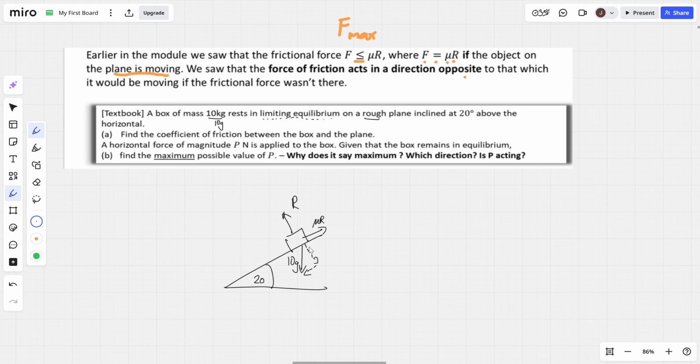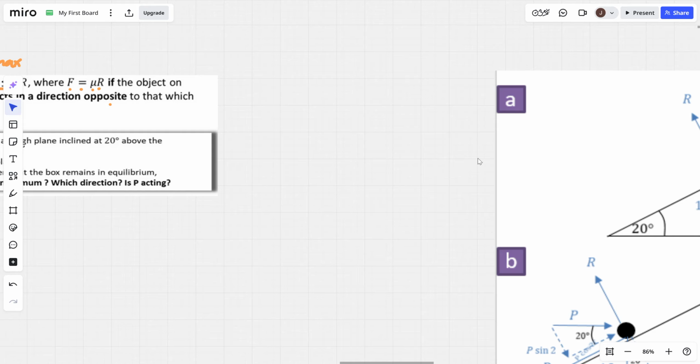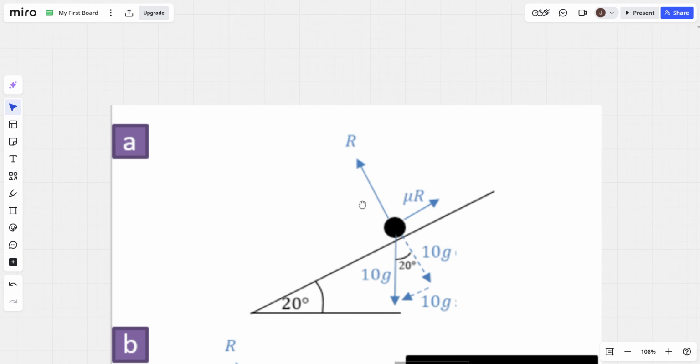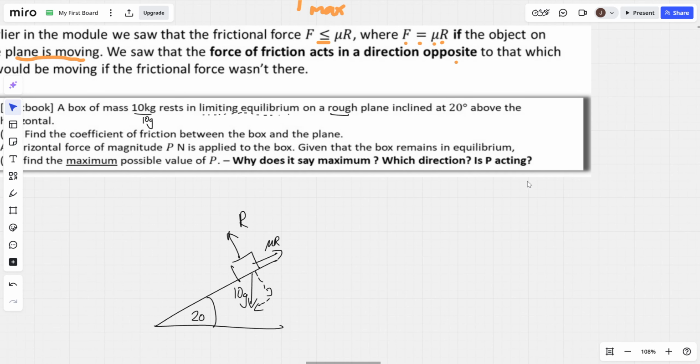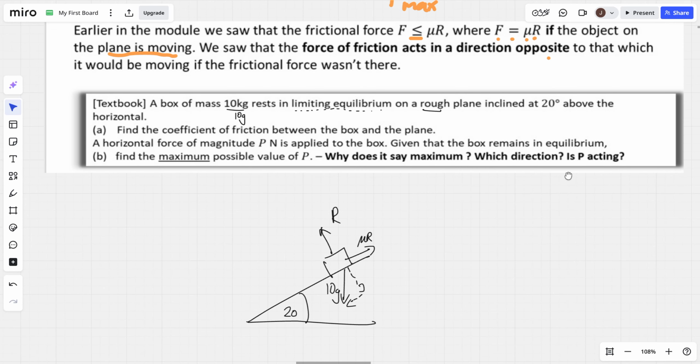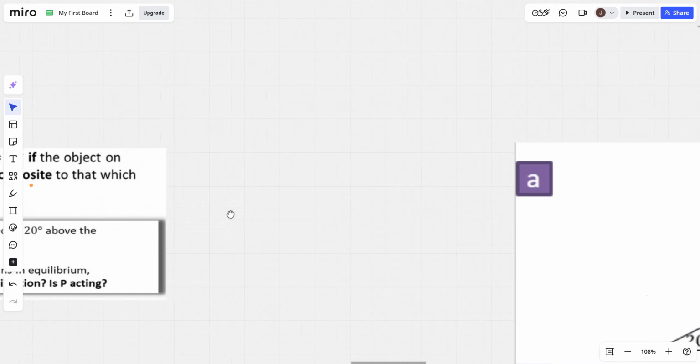Okay, so let's go over now to a neater version of that. We've got R, we've got mu R, we've got 10G straight down. Let's do these ones while we're here. Well, this is opposite, so this must be 10G sine 20, and this must be 10G cos 20. So that's what my force diagram would look like fully complete. And find the coefficient of friction between the box and the plane.